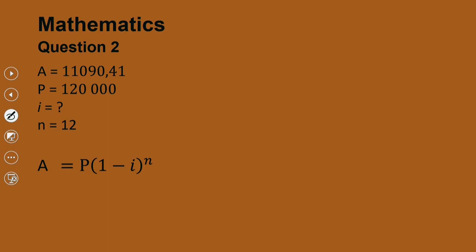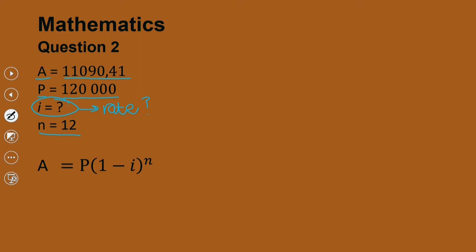We have been given A being equal to 11,090.41. We've been given P being equal to 120,000, and then, very important, I is the rate of depreciation which we are looking for, and this is what we don't have, right? And then N has been given to us as being 12.